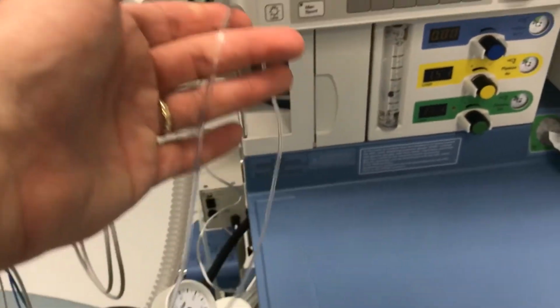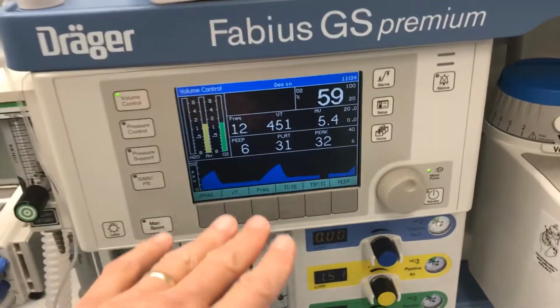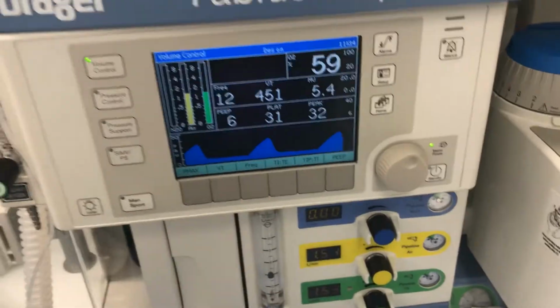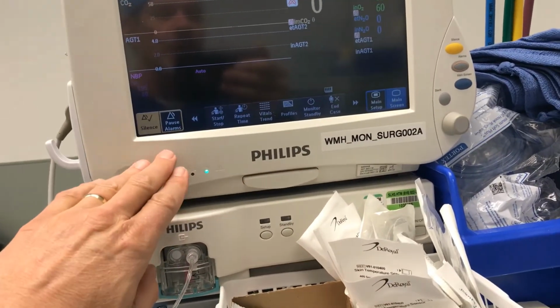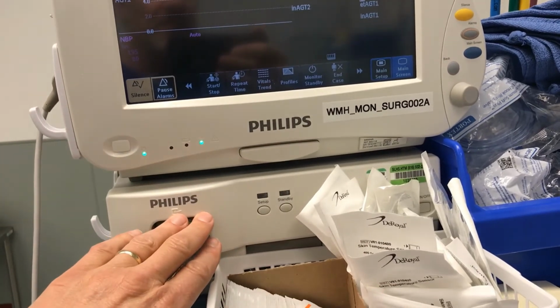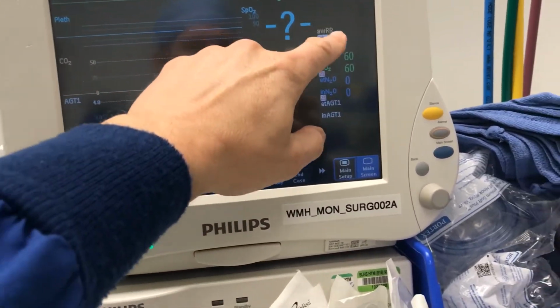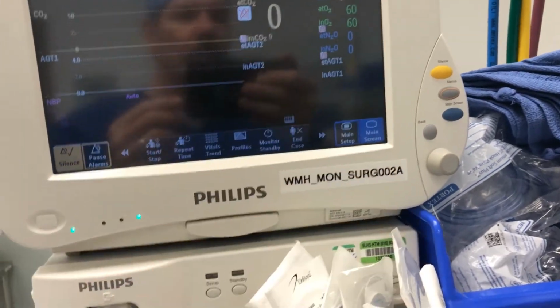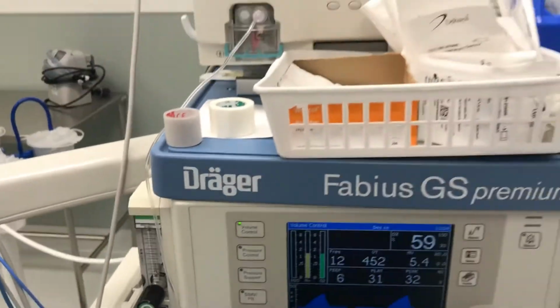We do have also the gas sampling line, and one of the major differences between the two machines is that the gas sampling is not part of the anesthesia machine, but in fact is part of the Philips monitoring system with a gas module. If we had end-tidal CO2, it would show up here. We have inspired and expired oxygen, as well as the other vital sign parameters that can be attached to that monitor.